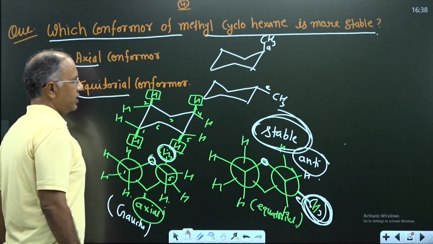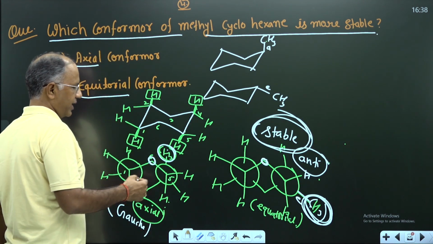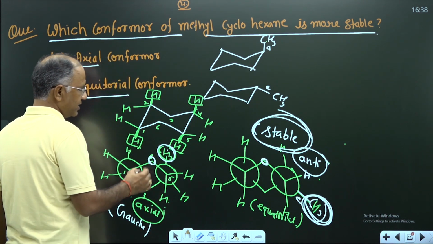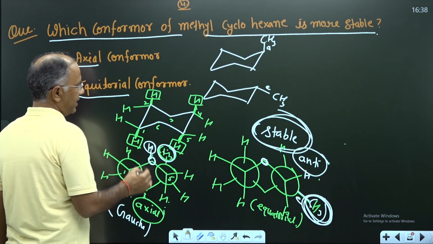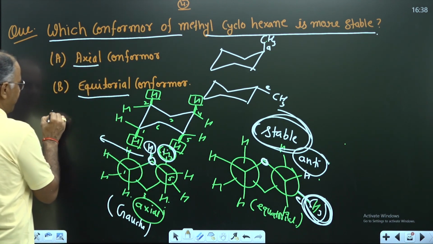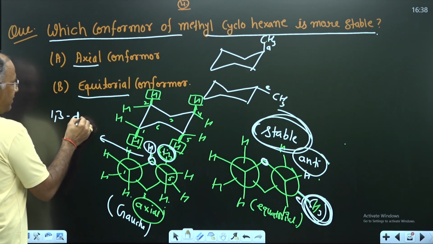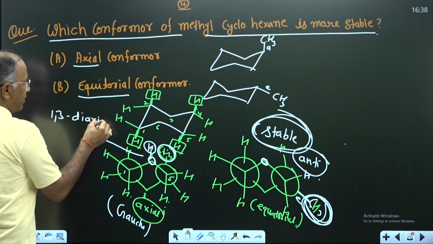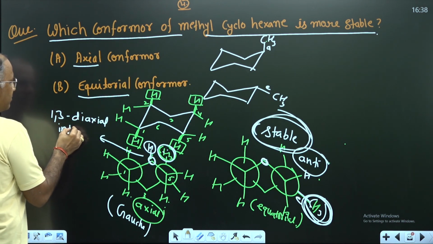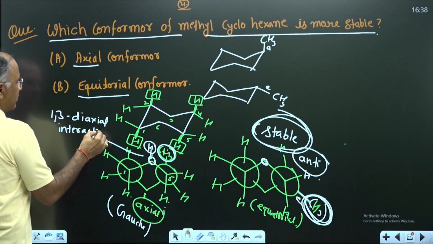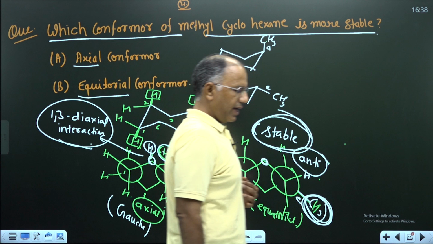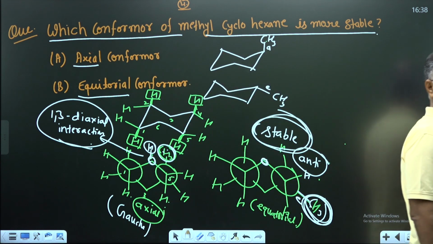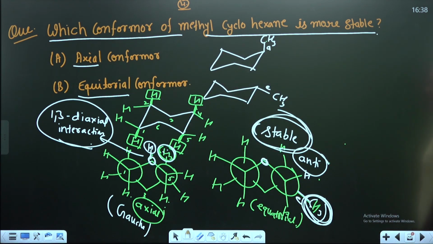Got it? This means one more explanation is there. Axial is unstable because of this H and methyl repulsion, and this repulsion is also known as 1,3 diaxial interaction. So, write in your notes that axial is unstable because of 1,3 diaxial interaction.